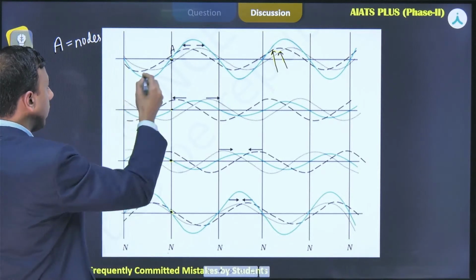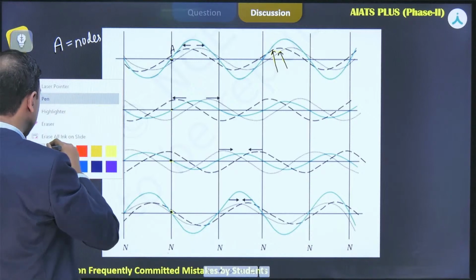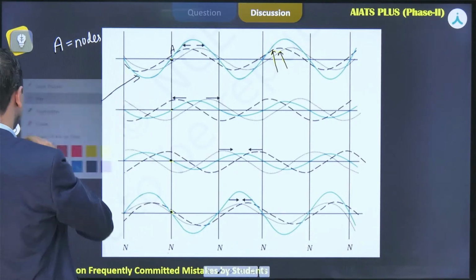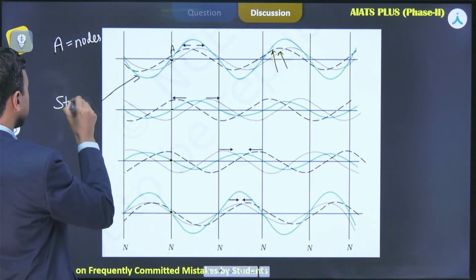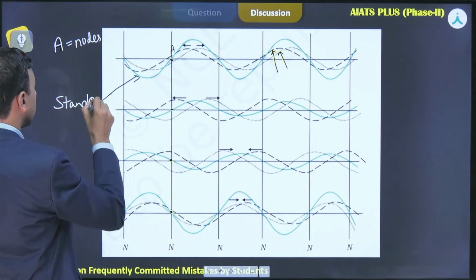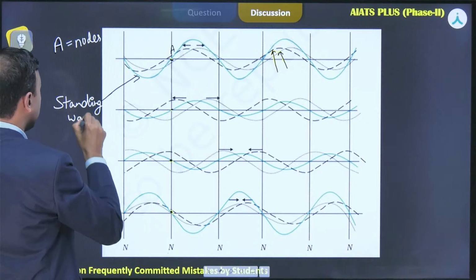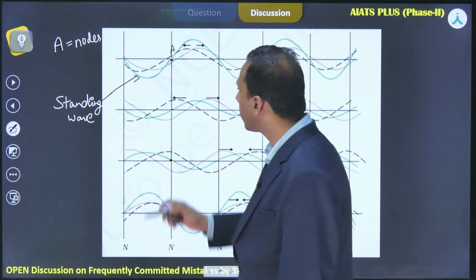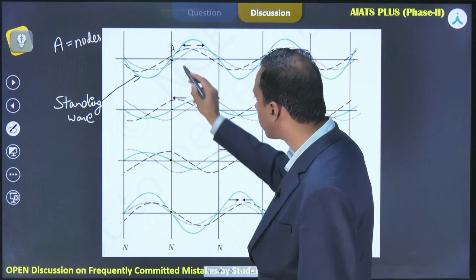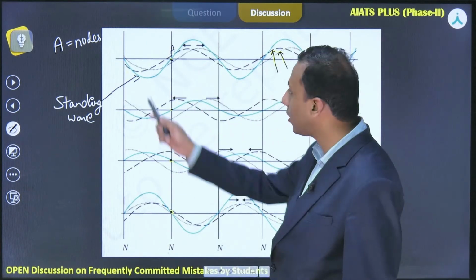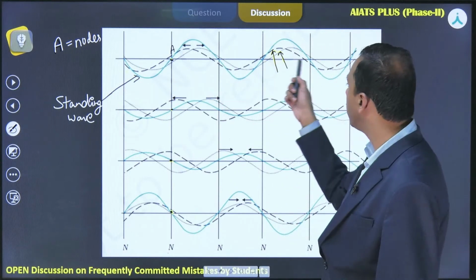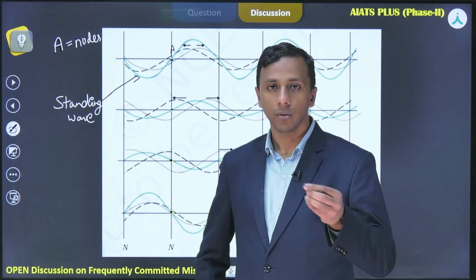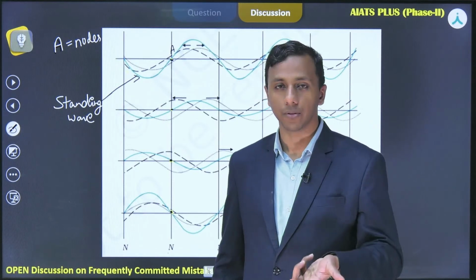Okay, nodes. And remember this blue line, I just now told you that this is your standing wave. You can, if you want, open your NCERT and check for yourself. All right. And these points are nodes. Okay. So how many nodes are drawn here? 1, 2, 3, 4, 5, 6. 6 nodes are drawn. And what about between two nodes? What do we have? We have antinodes, right?